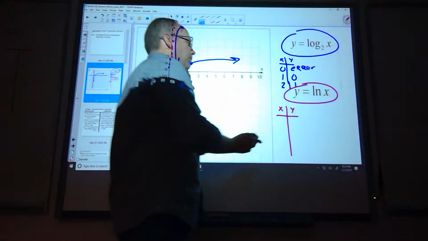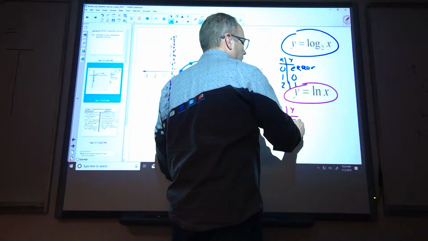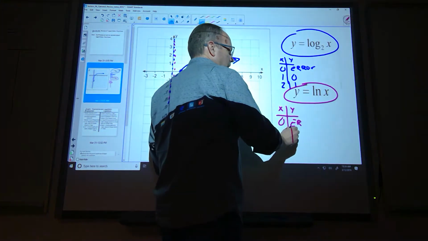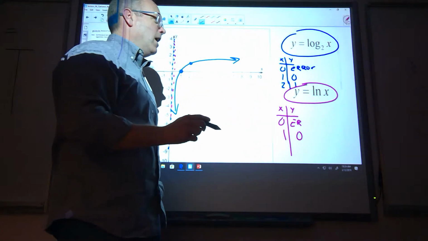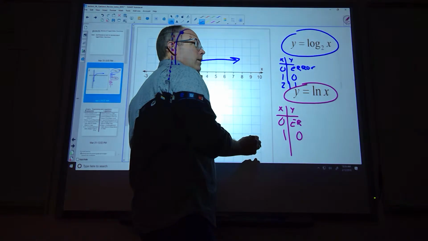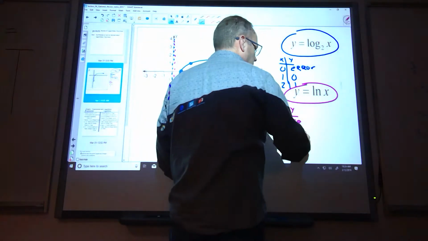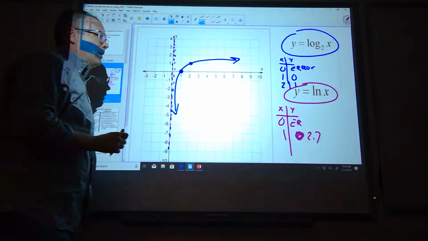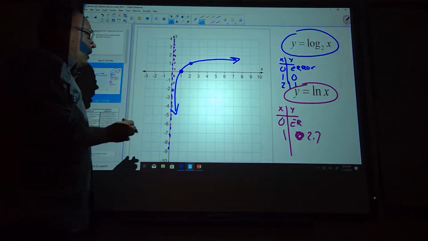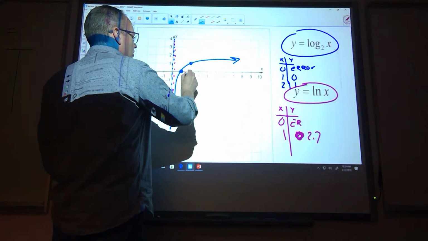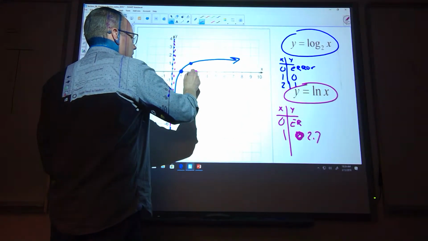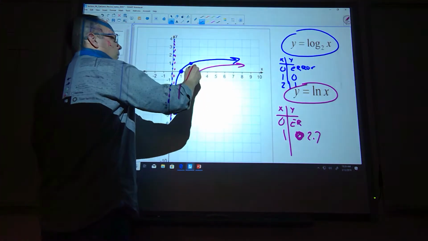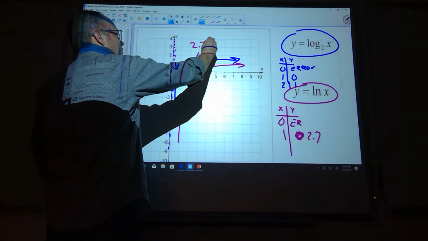Okay? If I plug 0 in, I get an error. Okay? If I plug 1 in, I get 0. And then, if you put 2.7, oh wait, that should have been 2.7. Okay? So that should be as much as you would have to go there. So 1 comma 2.7. So this one kind of looks like this, where that point right there is 2.7 comma 0.